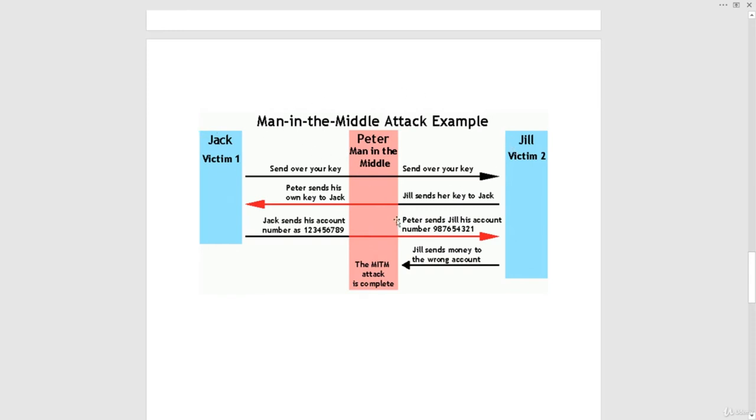So this is the man in the middle. We'll now see how this man in the middle framework works in live action. That will be covered in the next lecture, and will be done with the help of Kali Linux. So see you in the next one.